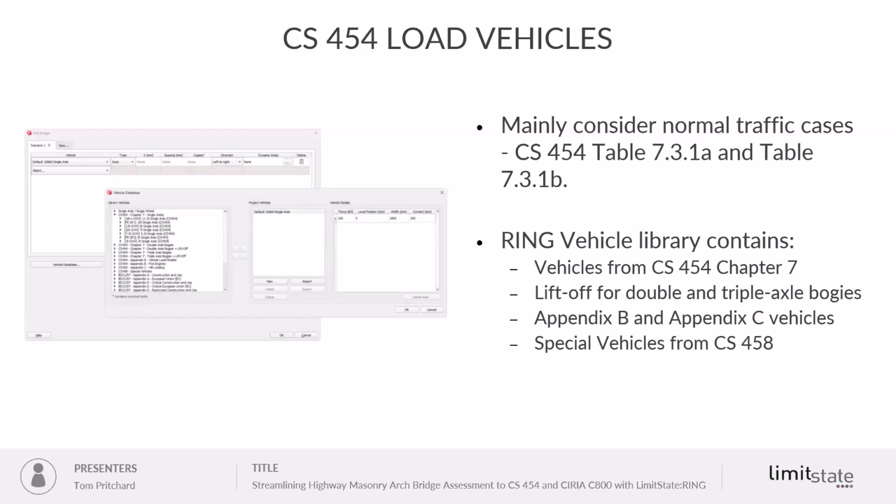And the second thing is CS454 load vehicles. Generally, when we're undertaking an assessment, we're looking at CS454 table 7.3.1a and b traffic cases. They're all built in to the software. And the library also contains the other vehicles from Chapter 7, as well as cases for lift-off double and triple axle bogies, Appendix B and C vehicles, and special vehicles from CS458. So the whole range of different vehicles that you might want to be looking at are hopefully included, but you can always specify your own as well.